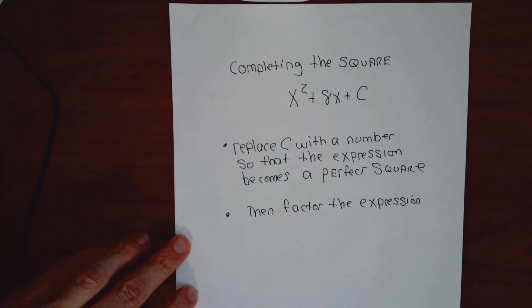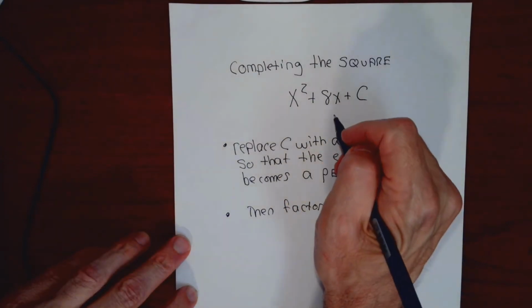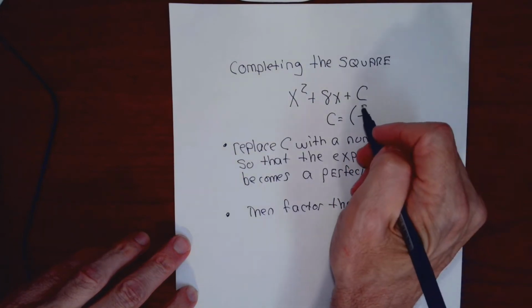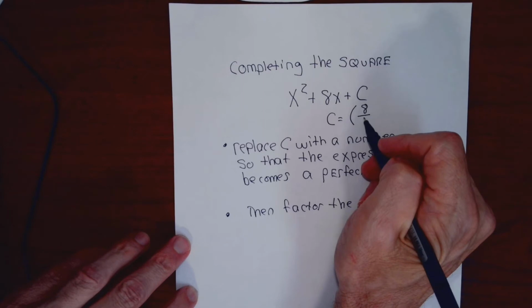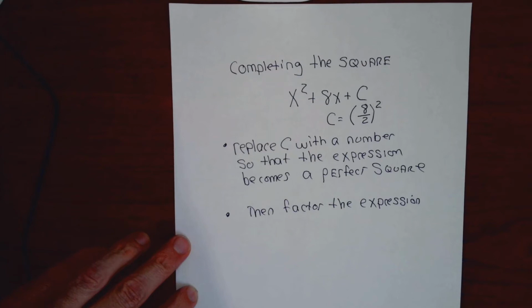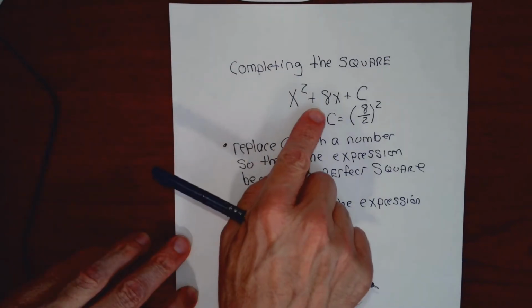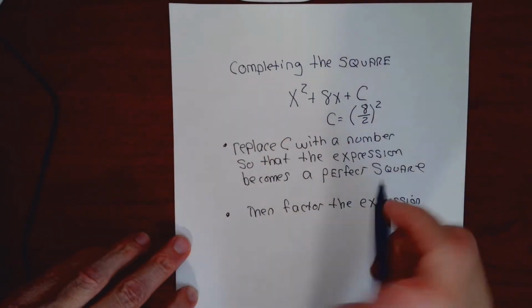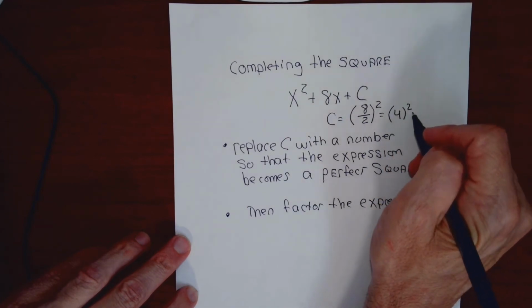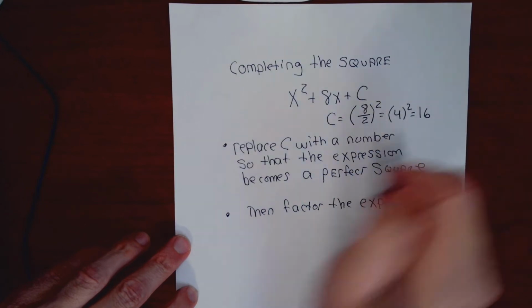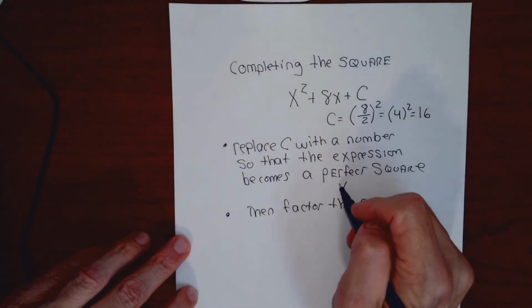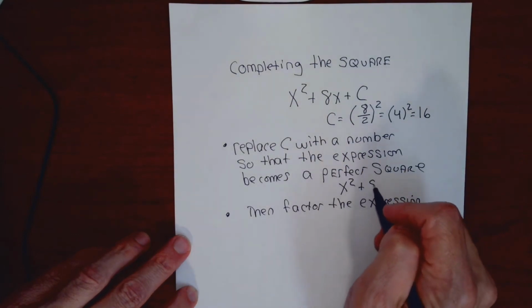I need to find a number for c, so easy to do. C, the number I'm going to replace it with, is the number in front of the first power term, in this case an 8, divided by 2, and then squared. So c, we usually say it's half the middle term squared. Might say it's b over 2 because this is a b in the quadratic formula. In this case, my c is going to be 16. So first thing I'm asked to do is replace c with a number. So I'm going to replace the c with the number 16.